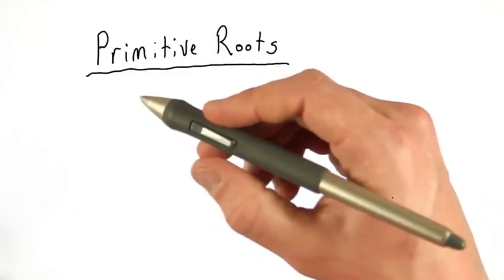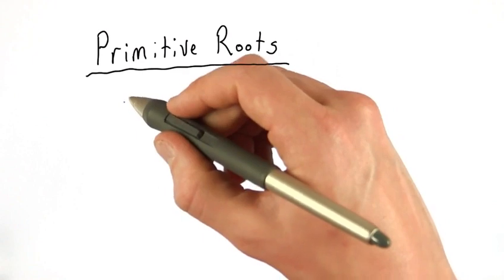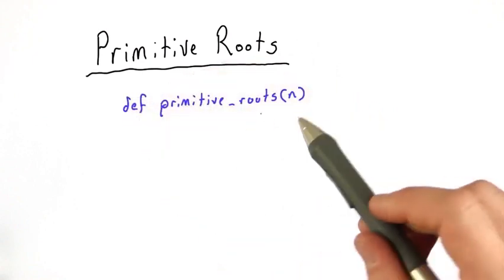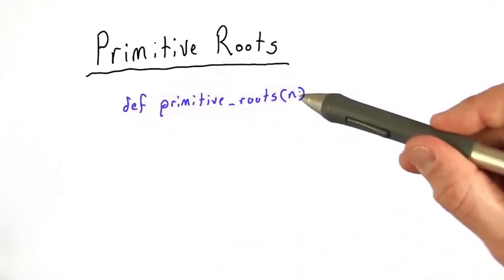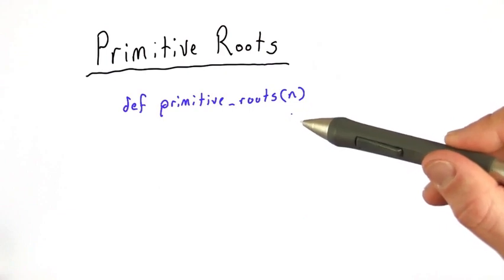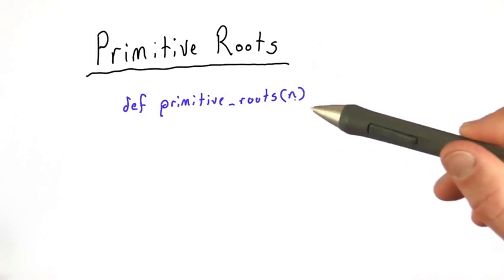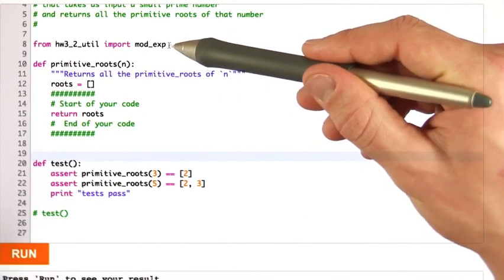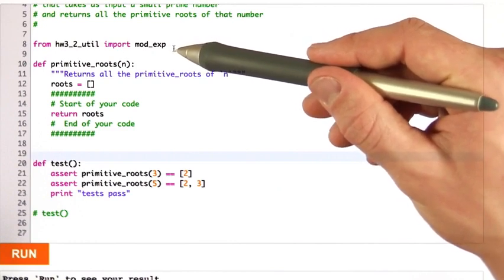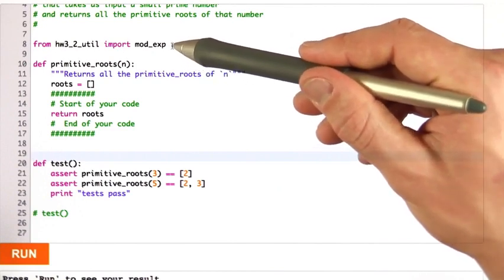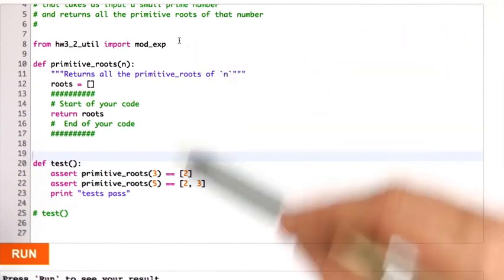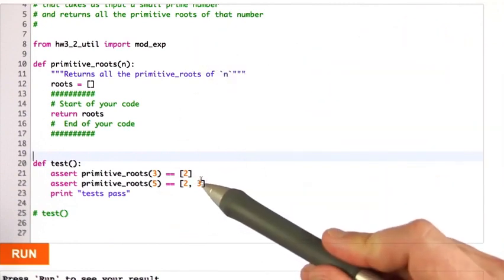This next assignment deals with primitive roots. Your task will be to implement a function, primitive roots, that takes in a small prime number and outputs a list of all the primitive roots of that number. In the IDE, in addition to primitive roots, we have provided a modular exponentiation function similar to what was used in lecture, and 2 simple test cases to use.